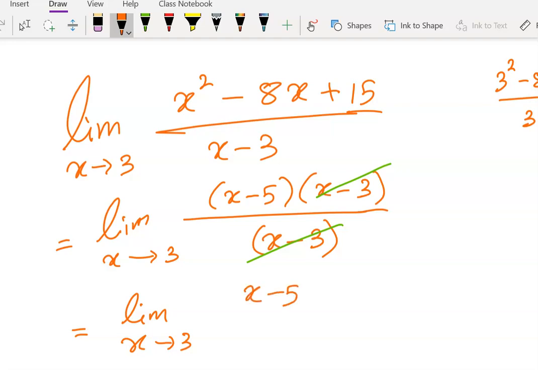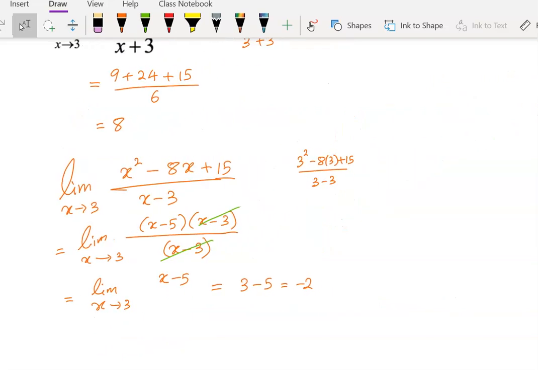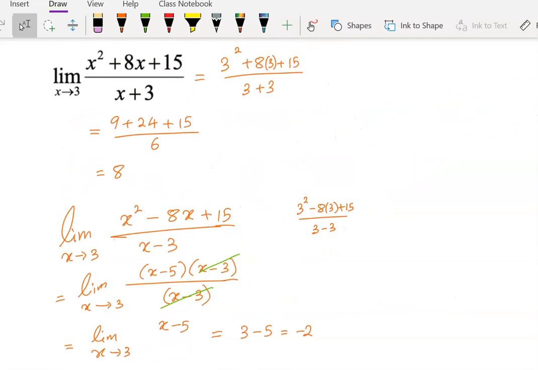x minus 5 is left with us. Now we can peacefully sub 3 instead of x. 3 minus 5 is -2. So we got that through. Okay, so I think we in fact extended the question being presented so that we do the simplification before you sub in. The very first one, straight in. You can sub in. There is no problem.